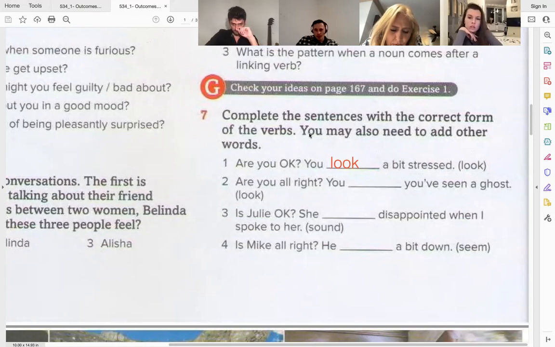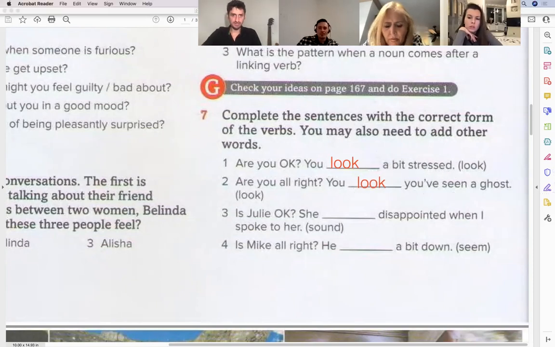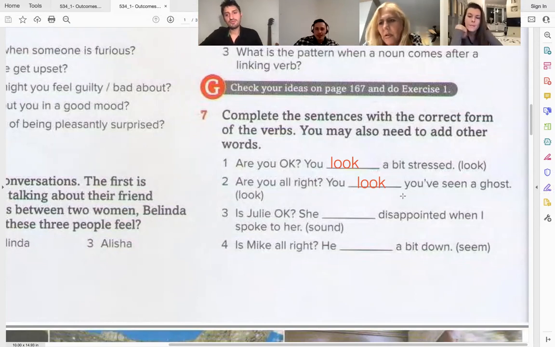And Ferry, number 2. Are you all right? You look like you've seen... I don't see the end of the sentence. Oh, really? Let's see. Maybe you can move. Oh yeah, the video. I can see now. You look like or as if you've seen a ghost. Yes, one of those two. You look as if you've seen a ghost or like you've seen a ghost. They're both correct, I would say.